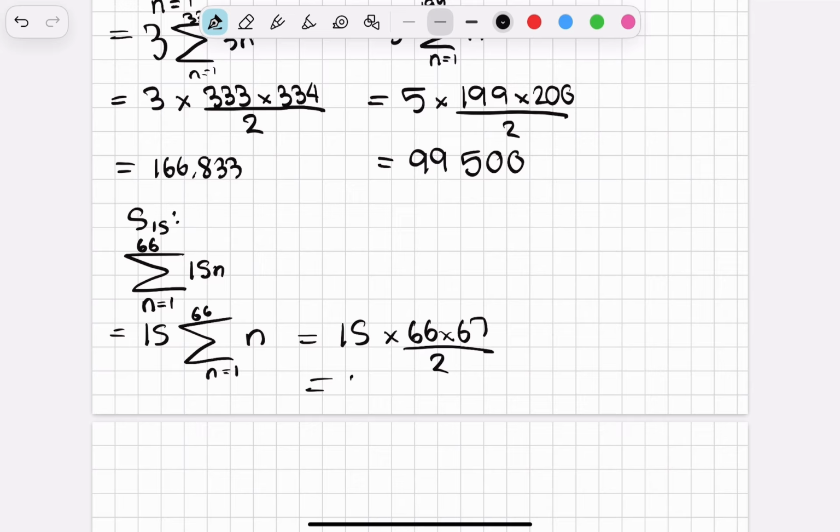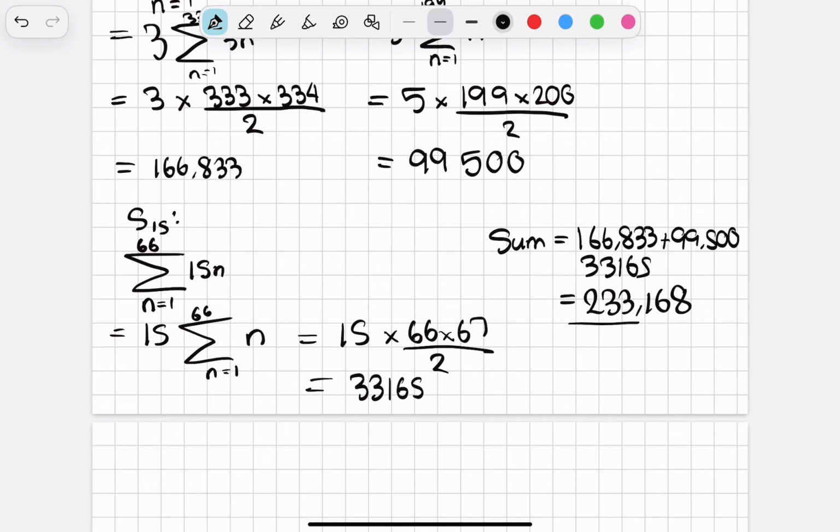33,165. And as we said before, our sum is S3 plus S5 minus S15, which is 166,833 plus 99,500 minus S15, which is 33,165, which equals 233,168, and that is our answer for the first problem of Project Euler. Thank you for watching.